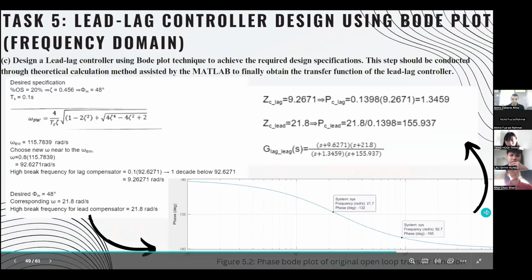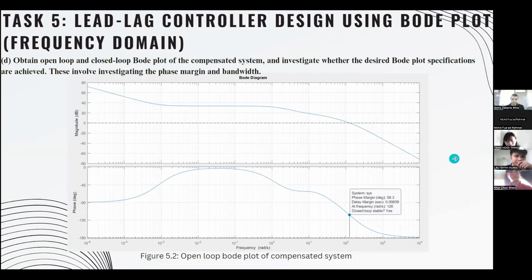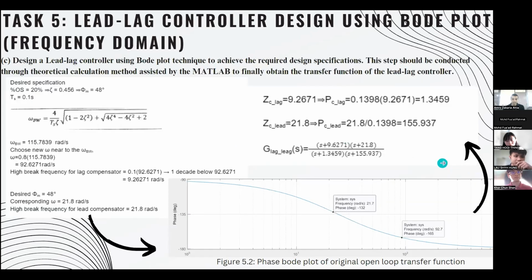Okay, for this part, we have to design the lag-lead compensator. So we have to determine the bandwidth first by the formula. The bandwidth is equal to 4 over settling time times the damping ratio. And we can get the bandwidth is equal to 115 radians, and we have to choose the new omega equal to 0.8 of the bandwidth, which is 92.6271 radians per second.